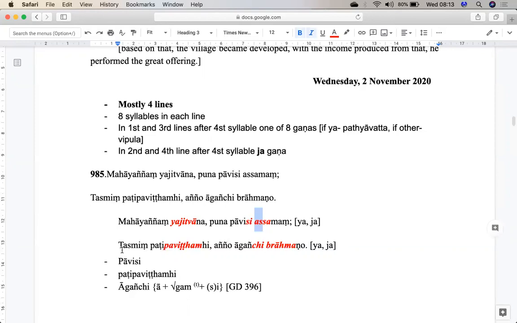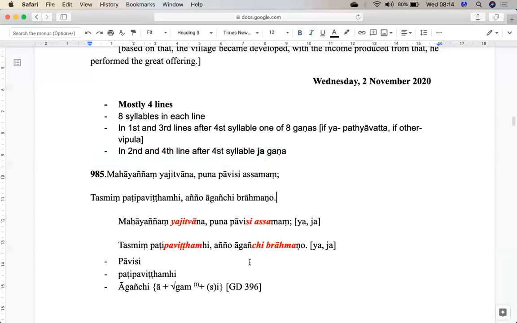Also in the second line, after the fourth syllable, there is bha-vei-tam-mi, so that is a ya-gaṇa. Then in the next line, after the fourth syllable, there is ci-bra-hma. Ci is actually a light syllable, but after it comes bra, a double consonant, so it may be considered a long, heavy syllable. At that time it is 2, 2, 1, so that is ja-gaṇa.